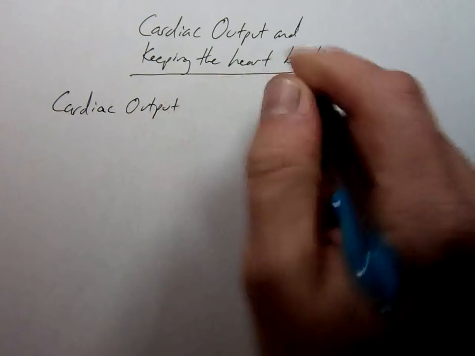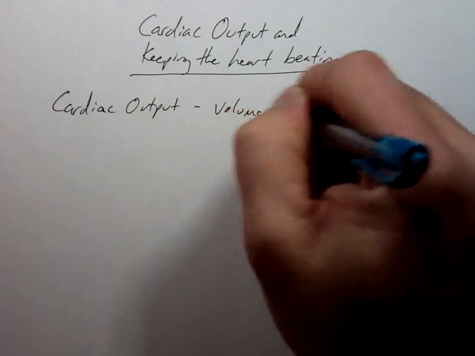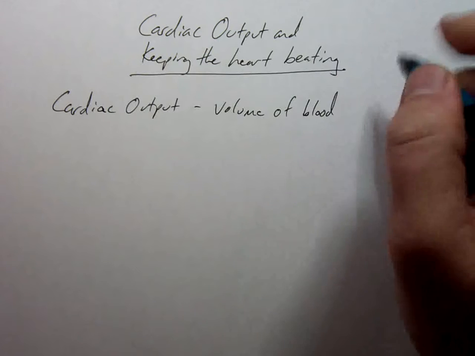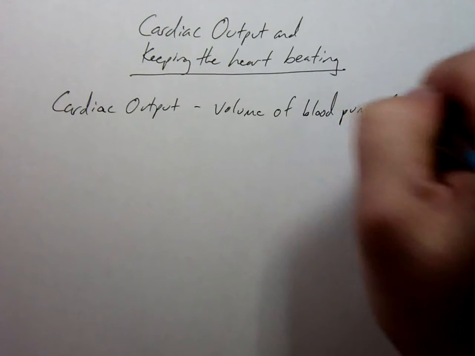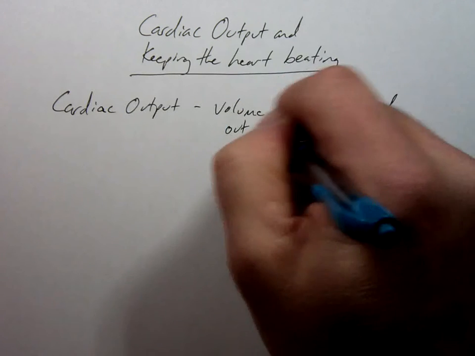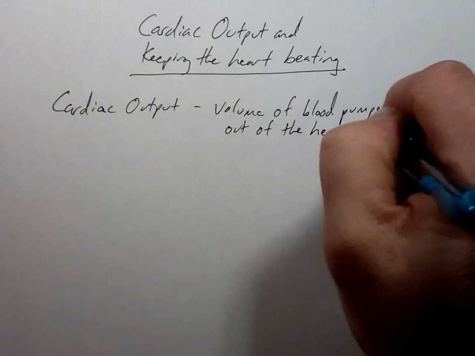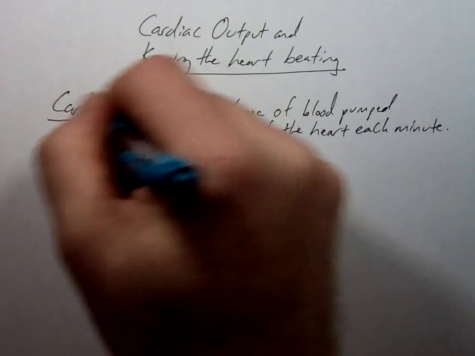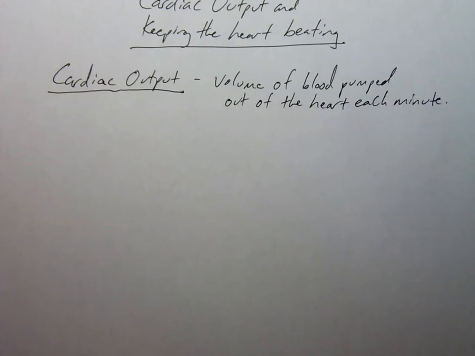Output is defined as the volume of blood pumped out of the heart each minute. Volume of blood pumped out of the heart each minute.